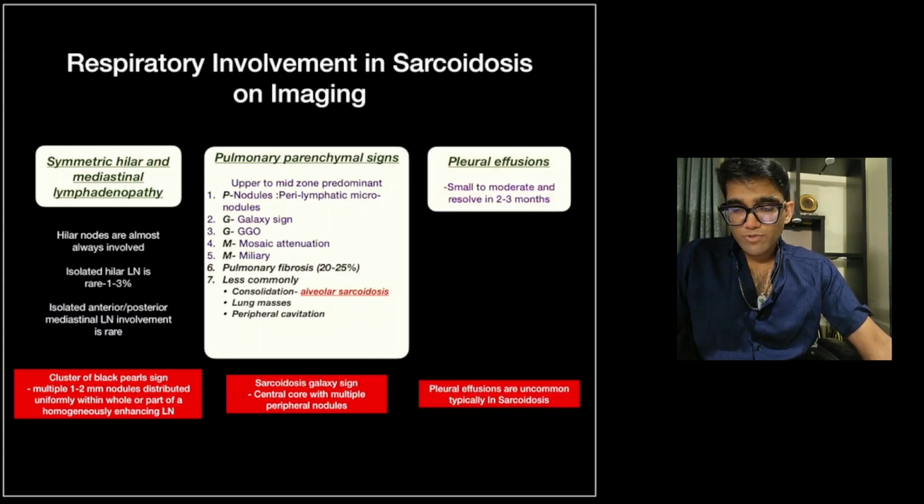Now, pleural effusions are actually very uncommon in patients with sarcoidosis, and if you have a pleural effusion, strongly suspect tuberculosis and go out of your way to rule out tuberculosis. And when present, they are almost always small to moderate in size and resolve within 2 to 3 months.